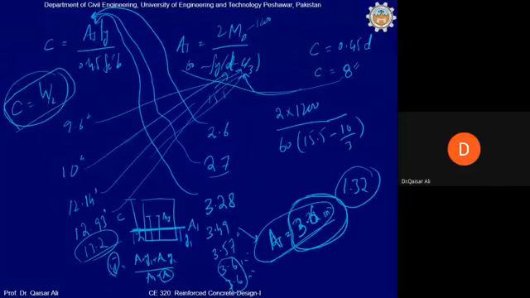Do you remember? You people are not responding at all. Yes sir, remembered. Where did this b square by 6 come from? It is equal to I divided by C. I is bh³ by 12 and C is h/2. From this you get b square by 6. So in that case C is h/2, so for stage 2 it will definitely be less than h/2.